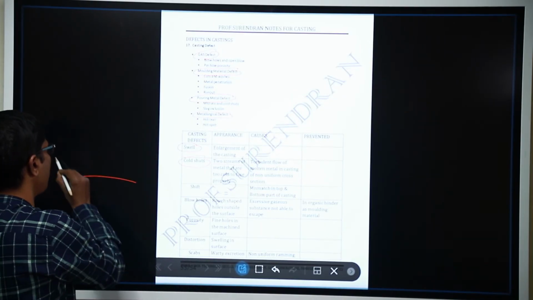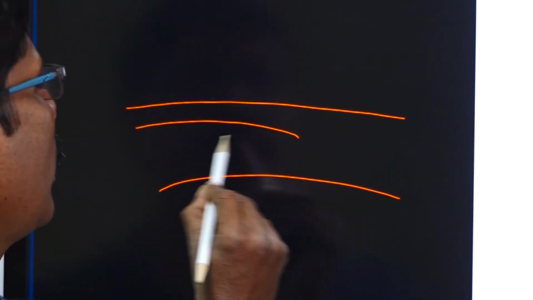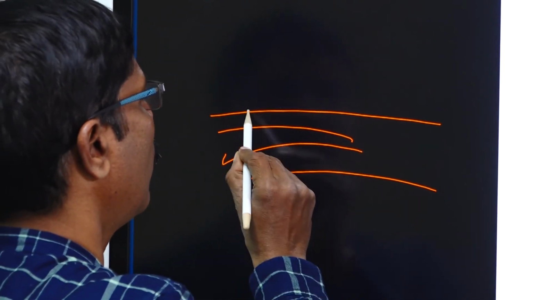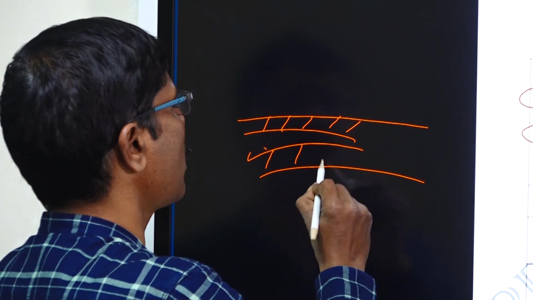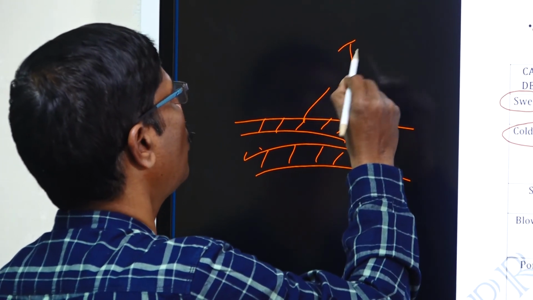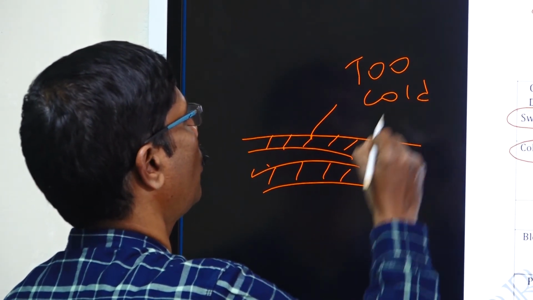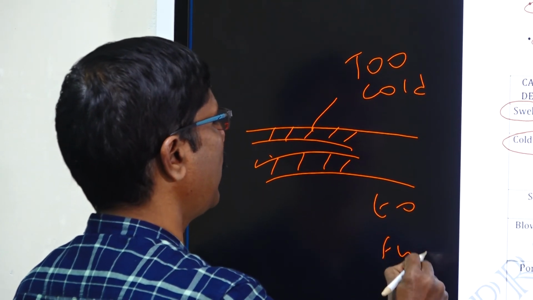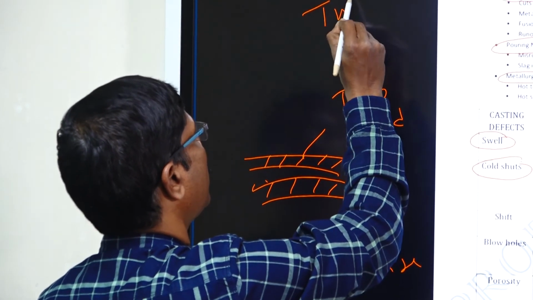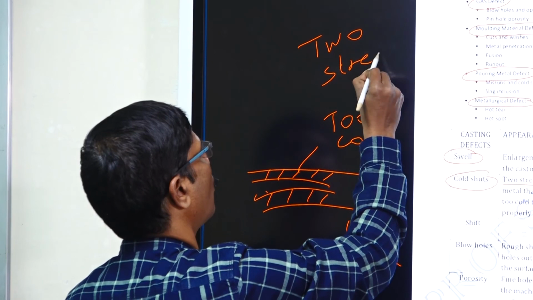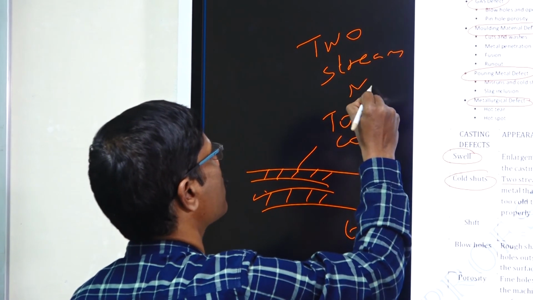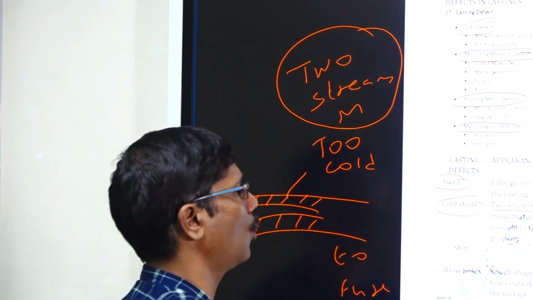When two streams come here like this, but before they meet, two streams of metal are too cold to fuse. So that defect is called a cold shut. It is two streams of metal that are too cold to fuse.